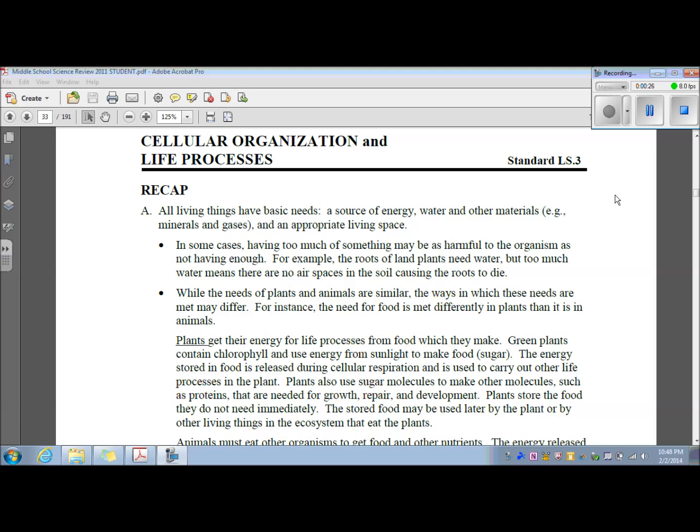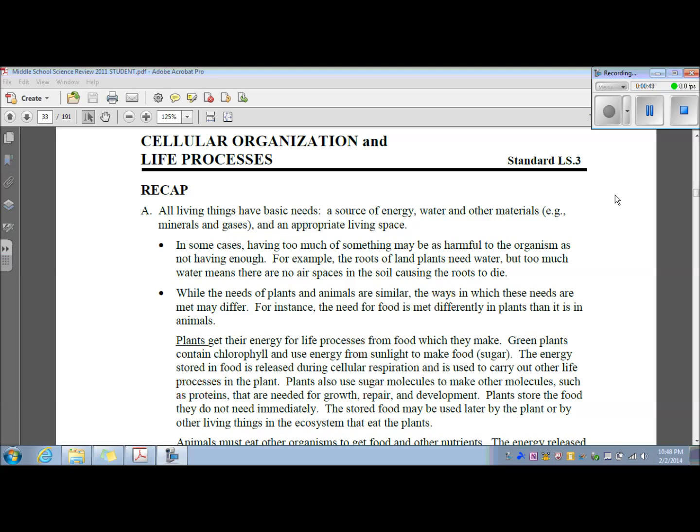For example, the roots of land plants need water, but too much water means there are no air spaces in the soil, causing the roots to die. While the needs of plants and animals are similar, the ways in which these needs are met may differ. For instance, the need for food is met differently in plants than it is in animals.